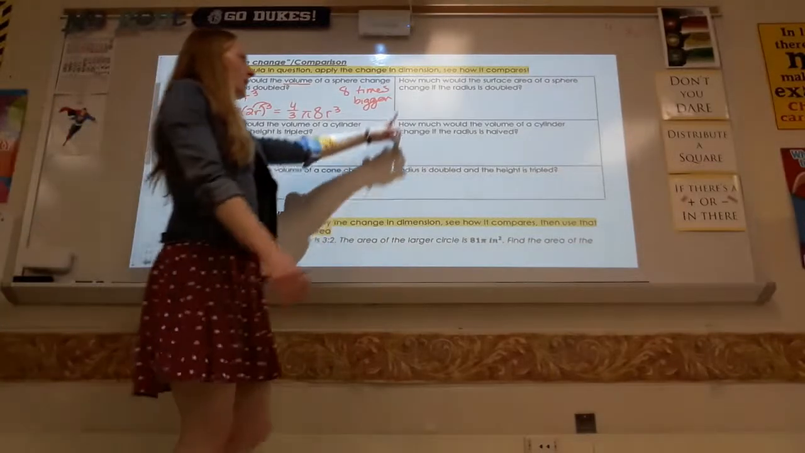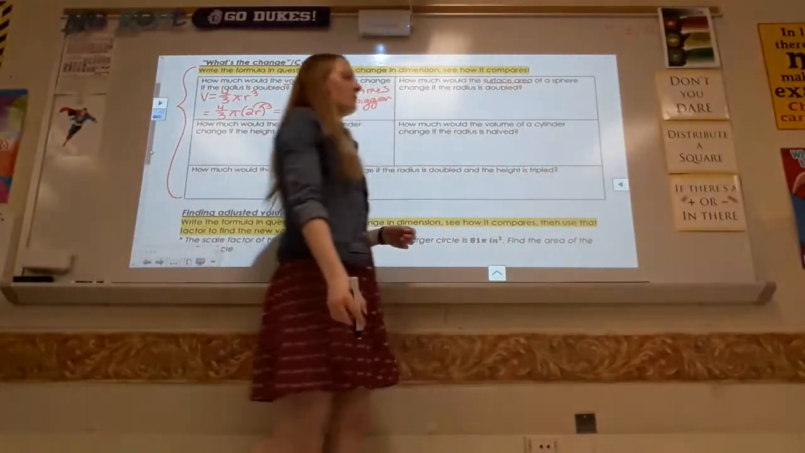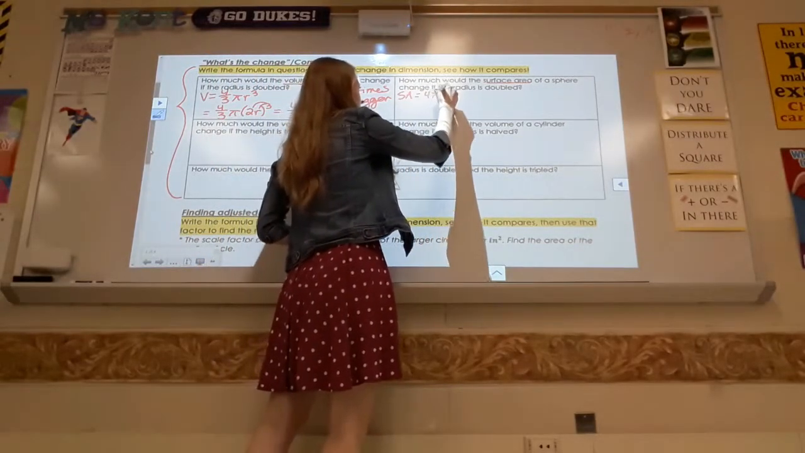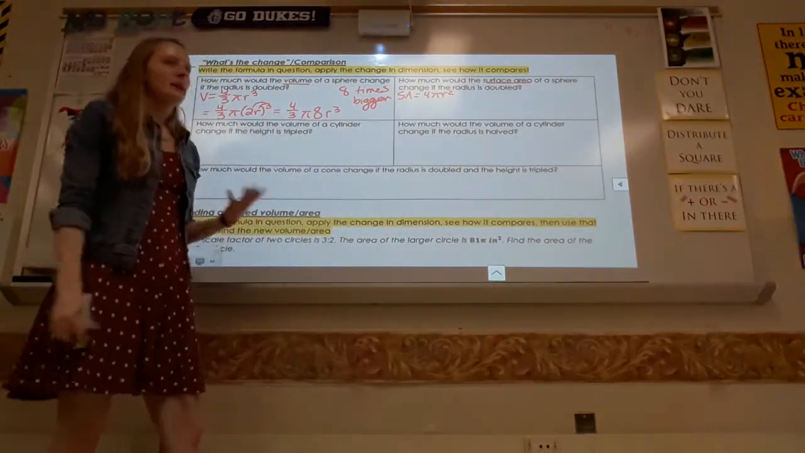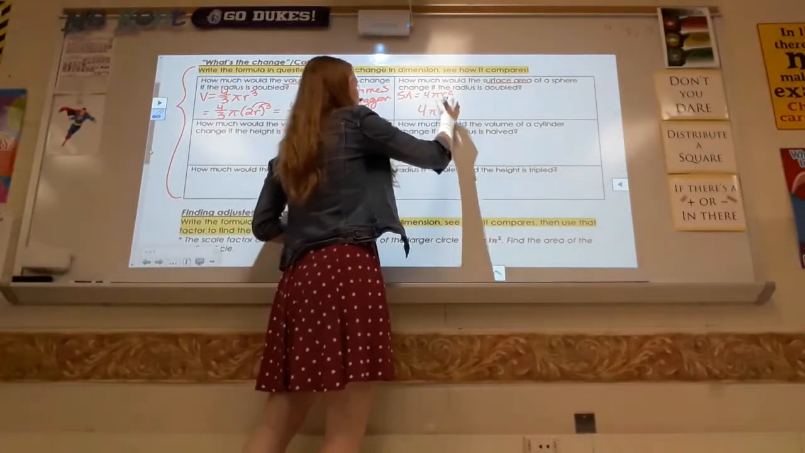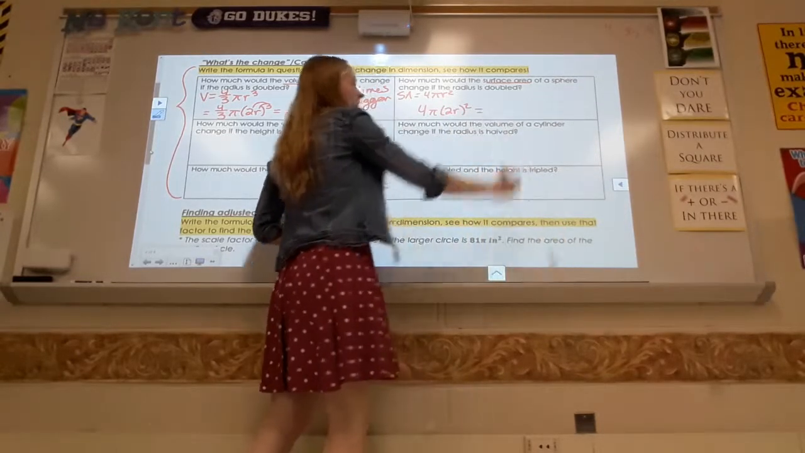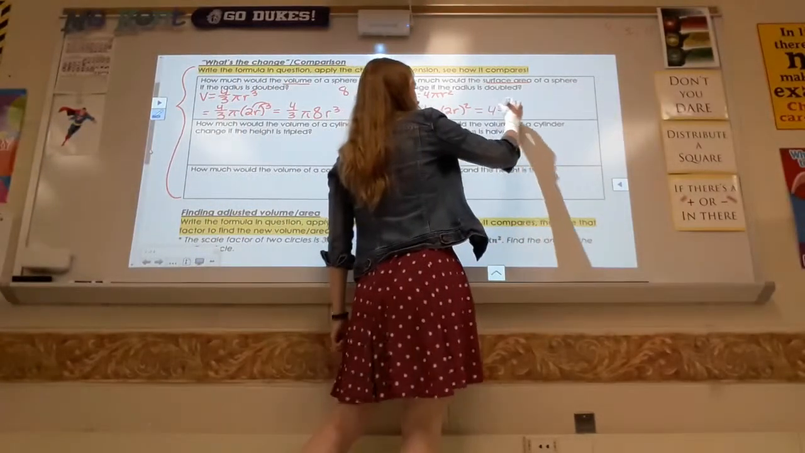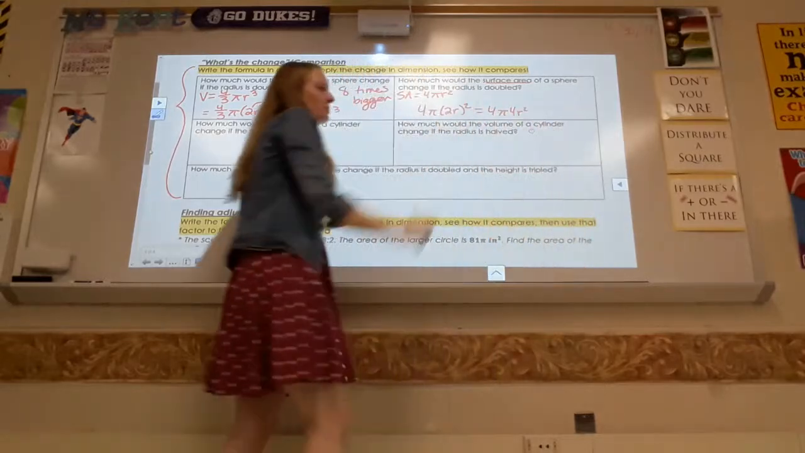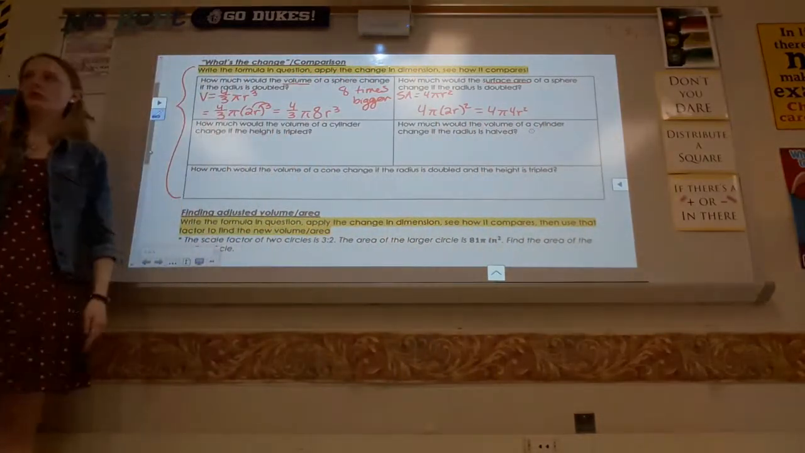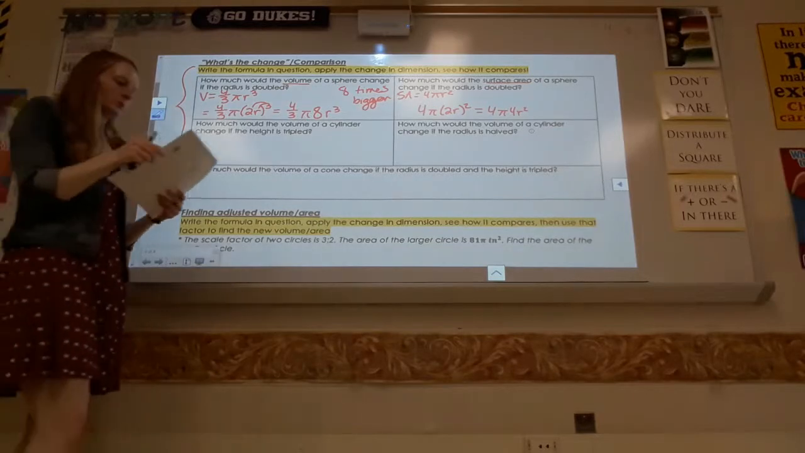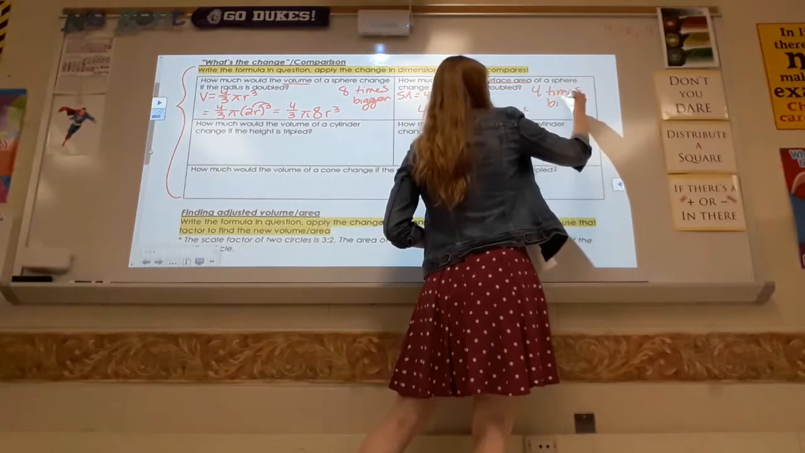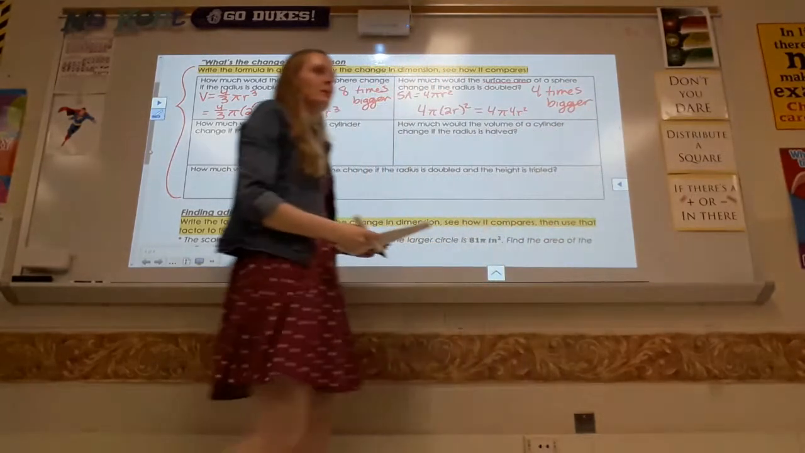Okay, so again, over here, how much would the surface area of a sphere change if the radius is doubled? Now we're looking at the surface area. So that's 4 pi r squared. Same thing is happening. The radius is being doubled. So that would be 4 pi 2r squared. When I work that out algebraically, what does it turn into? 4 pi 4r squared. So what's the change between the result and the previous? The original and the new? 4 times bigger. Okay, see how we work with that?